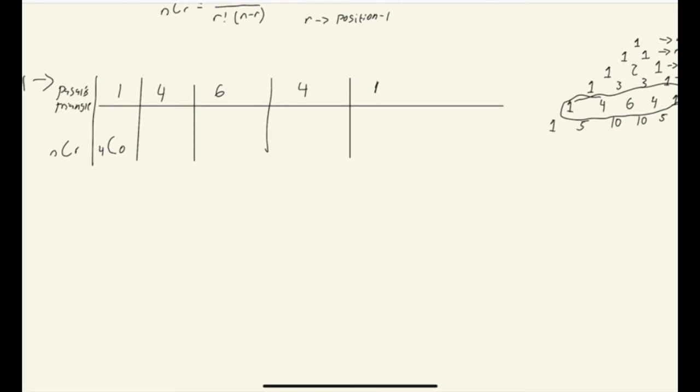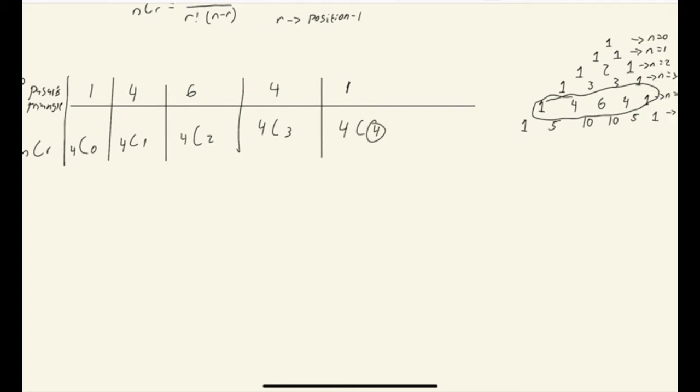Then to get the second position, it's going to be the same power with r plus 1. Then same power, r plus 1 again, and again. So the fifth position in Pascal's triangle is 4C4, which gives this last 1.